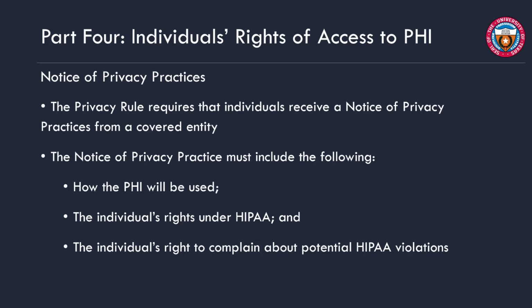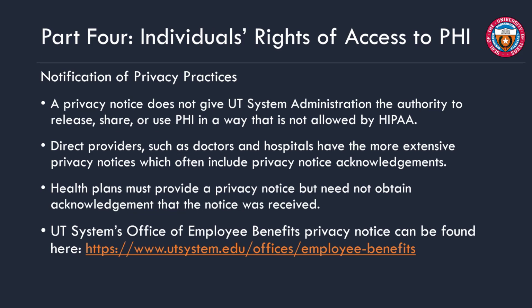The privacy rule requires that individuals receive a notice of privacy practices from a covered entity. The notice of privacy practice must include the following: how the PHI will be used, the individual's rights under HIPAA, and the individual's rights to complain about potential HIPAA violations. A privacy notice does not give UT Systems the authority to release, share, or use PHI in a way that is not allowed by HIPAA.